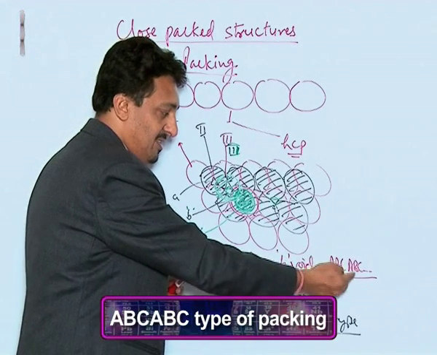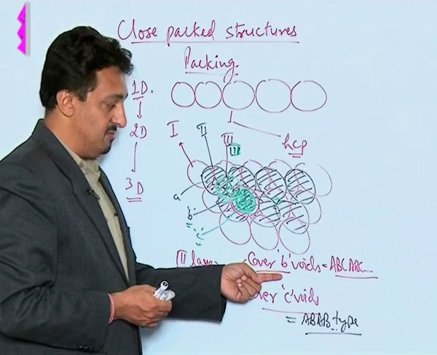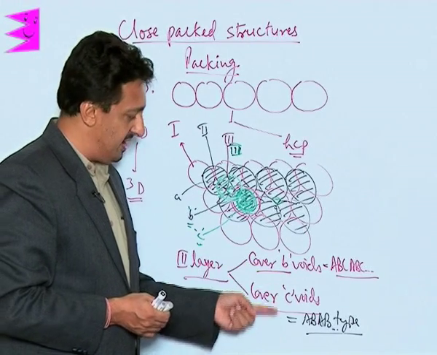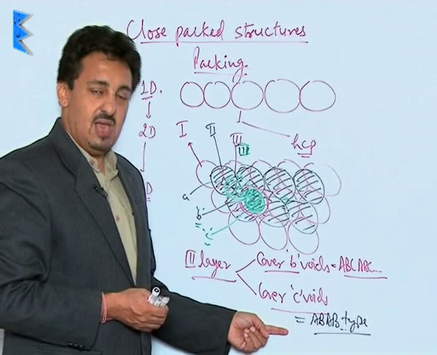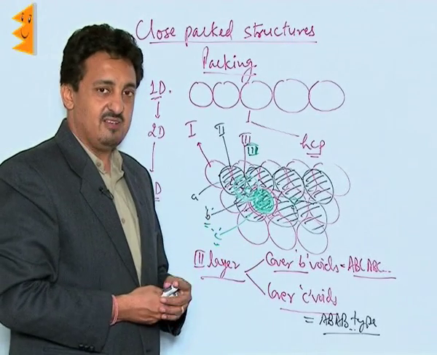The first layer resembles the fourth, the second with the fifth, and so on. So this type of packing leads to the formation of ABC type of packing. This leads to the formation of AB type of packing. So these are the different types of packing we have.